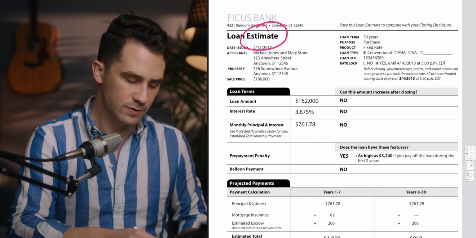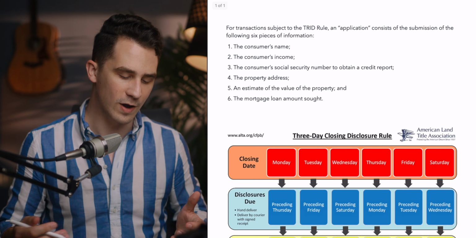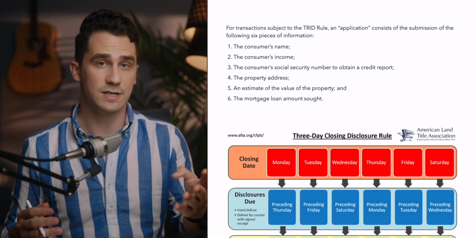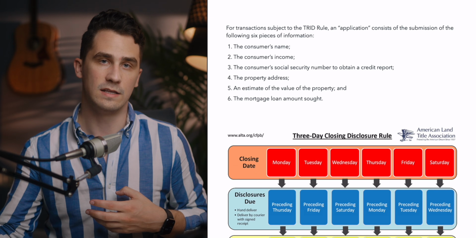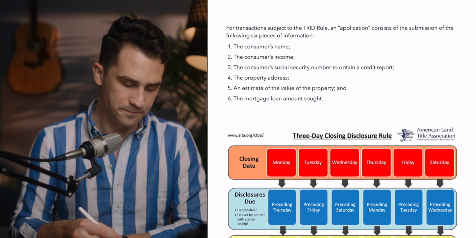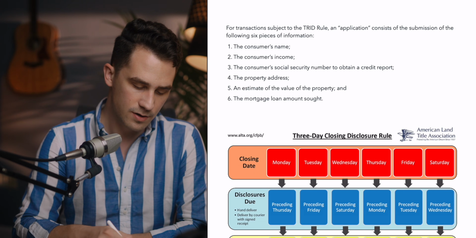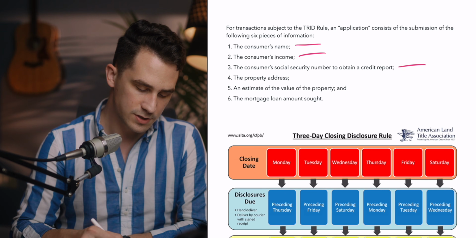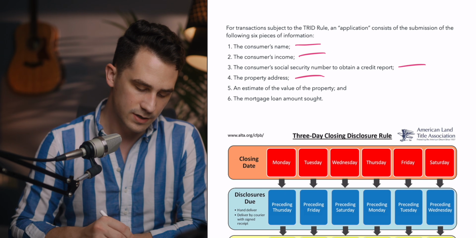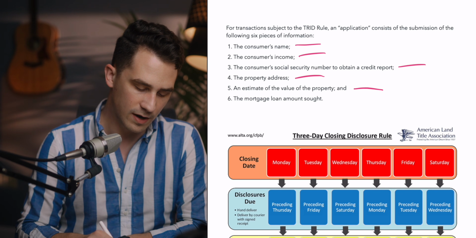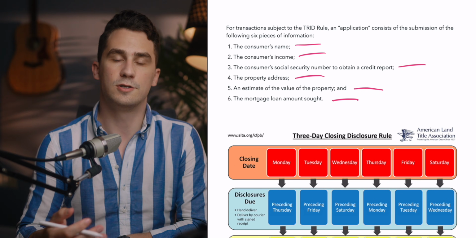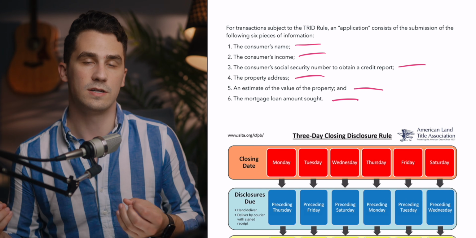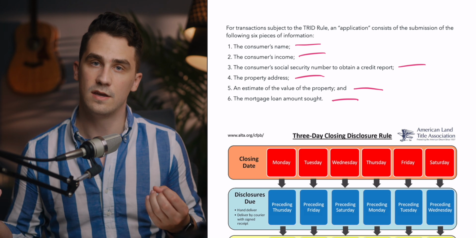Okay, so let's first talk about what is required in receiving a loan estimate. There are basically 6 rules that trigger a need for a loan estimate. So if a lender receives your name, your income, your social security number, a property address, an estimated value of the property, and the mortgage loan amount sought, so how much loan you want to get, then a lender is legally required to give you a loan estimate within 3 business days.